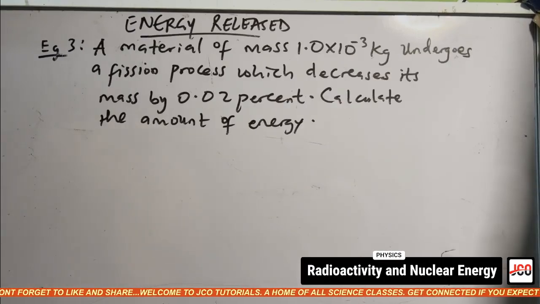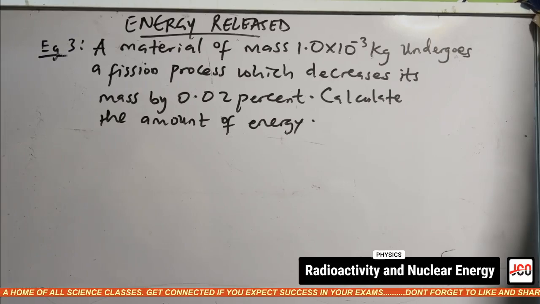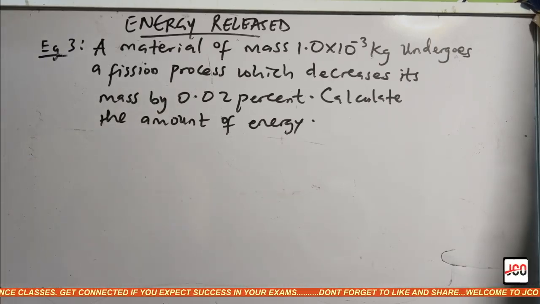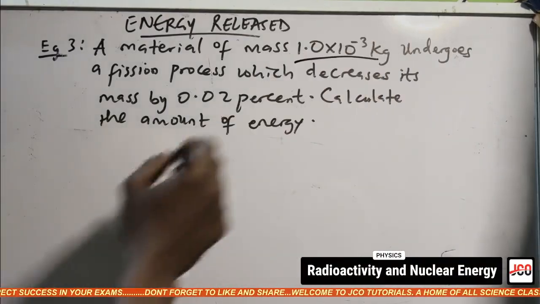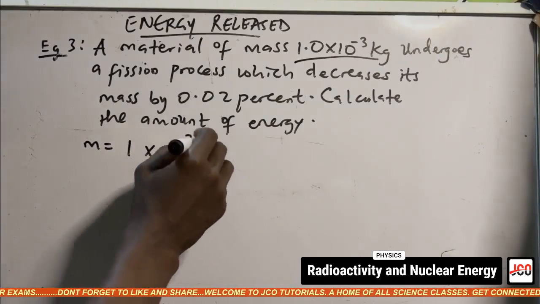Okay, now we have example 3. A material of mass 1.0 times 10 raised to power minus 3 kg undergoes a fission process which decreases its mass by 0.02%. Calculate the amount of energy. So the original mass of the material is 1 times 10 raised to power minus 3 kg.